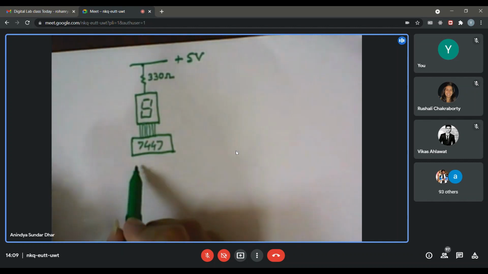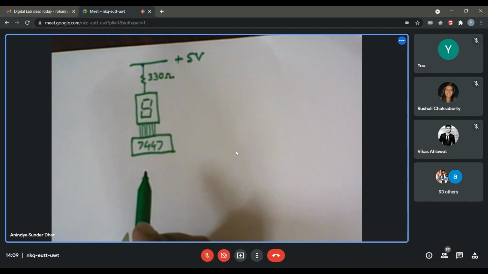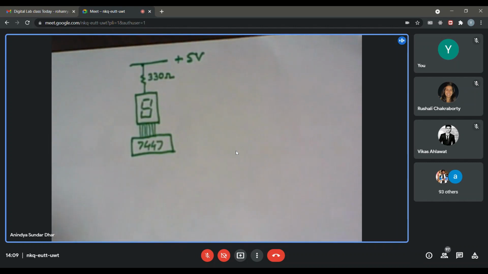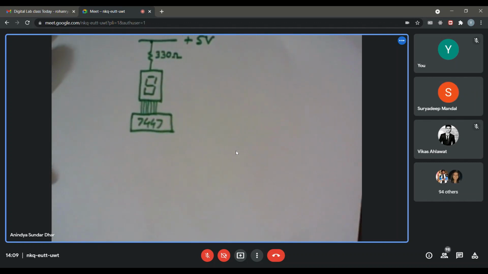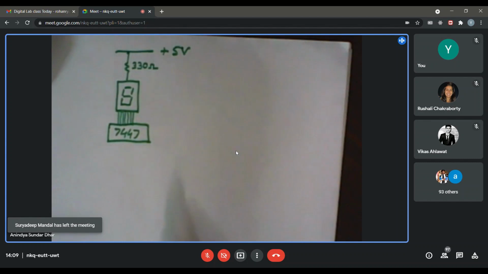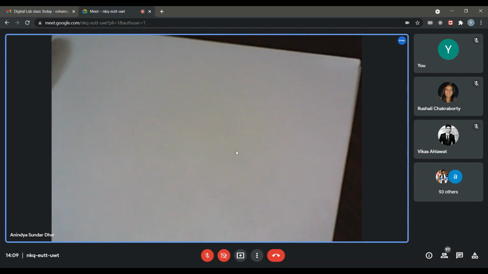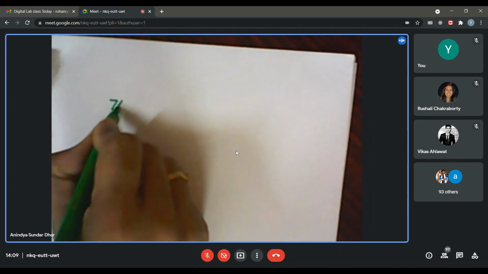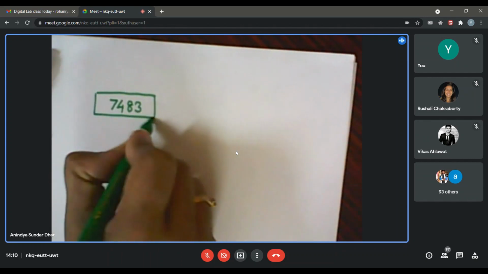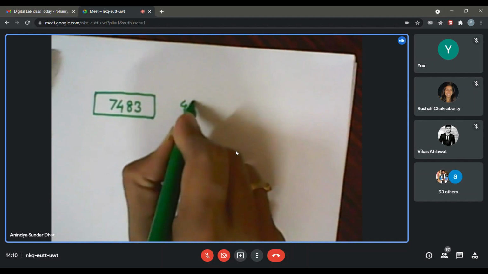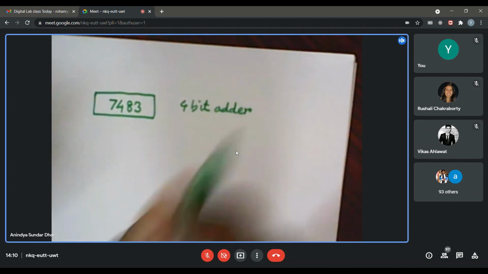I think you have interfaced a counter with this 7493 or 7490 so far. Today, we will learn about two more ICs. Let me show you in a separate sheet. One is 7483. Let me talk about this IC a little bit. This is a 4-bit adder IC. If you look into its manual, you will find that it's a 4-bit adder IC.